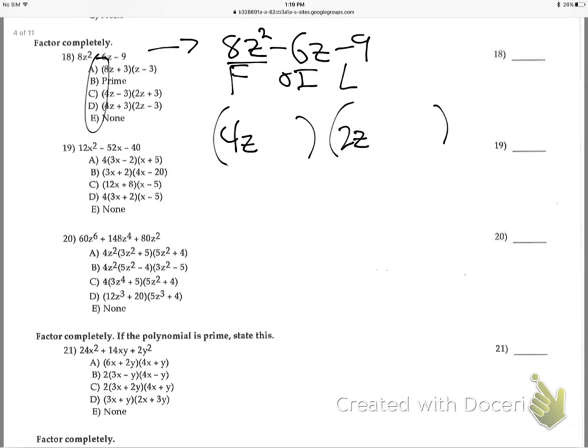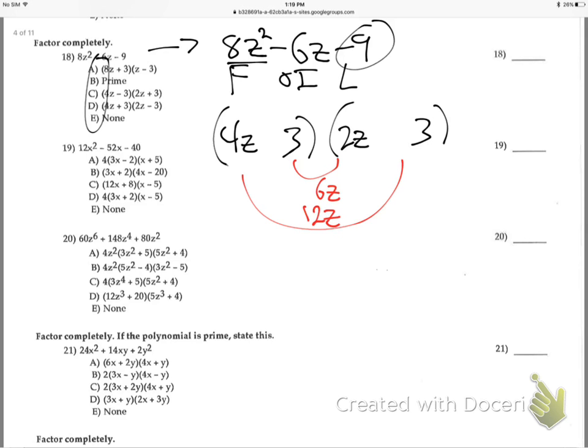Is that good? How do the back numbers make 9? What times what makes 9? 3 and 3. Okay, now can they make the middle? Well, let's check it out. Let's do the little happy face arcs, right? The two inner, the two outer. The two inner make 6z, the two outer make 12z, right? 3 times 4 is 12. 3 times 2 is 6 in the middle.